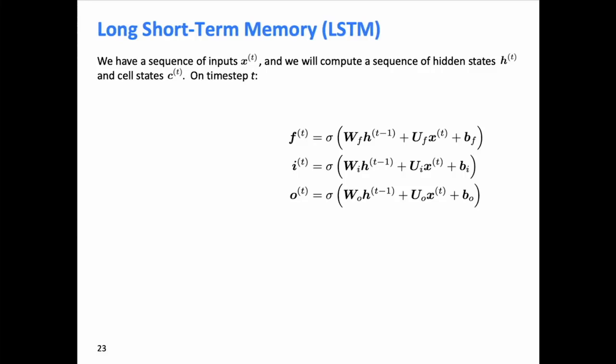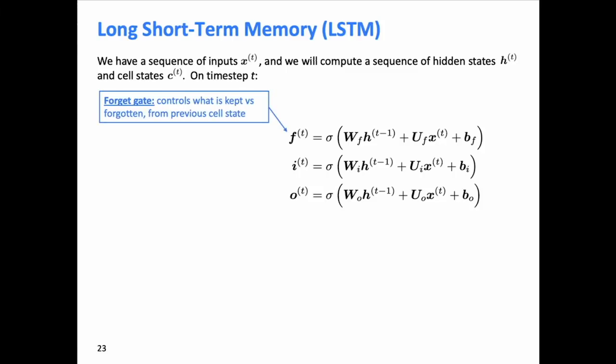This first set of equations shows you the 3 gates that I talked about before. The first one is called the forget gate. This one controls what is kept versus what is forgotten from the previous cell state, the previous memory. You can see that this forget gate is computed based on the previous hidden state, ht minus 1, and the current input, xt. That's what I meant when I said that it's dynamic and computed based on the current context. You can also see that it's computed using the sigmoid function, which means that it's somewhere between 0 and 1.